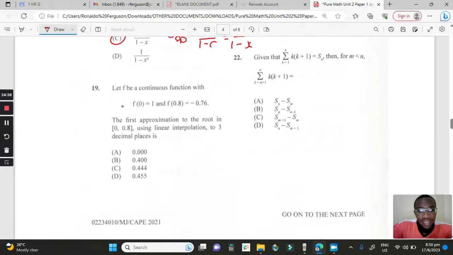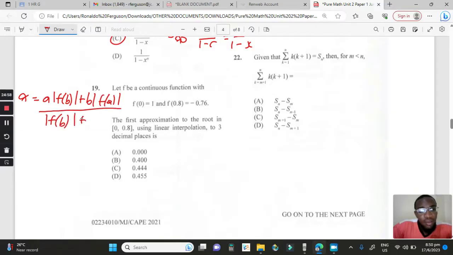Alright, number 19. Linear interpolation. So alpha, the approximated root, is a times the modulus of f of b plus b times the modulus of f of a, over the modulus of f of b plus the modulus of f of a. So in that case, it's going to be a, which is 0, times the modulus.